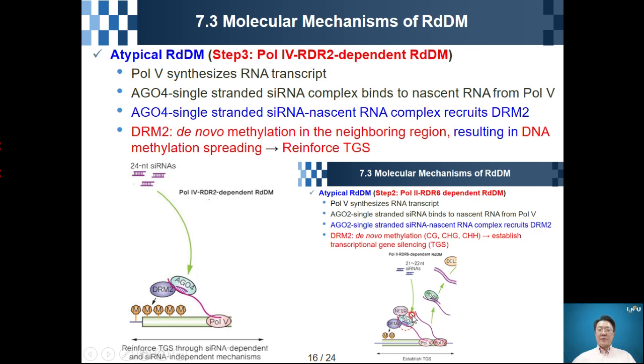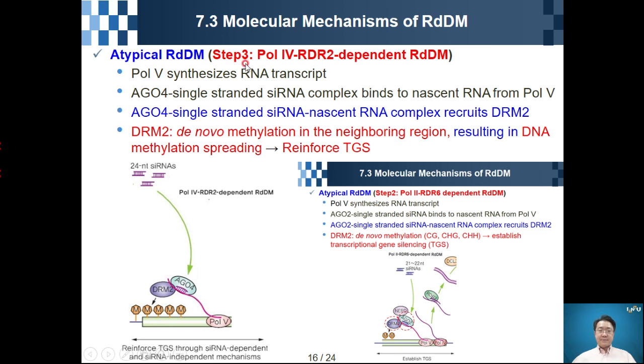In this complex, AGO2, single-stranded siRNA and nascent RNA complex recruits DRM2. After that, it can induce de novo methylation. So this region is methylated. It means that RNA polymerase 2 cannot bind here, so it will establish transcriptional gene silencing, TGS.